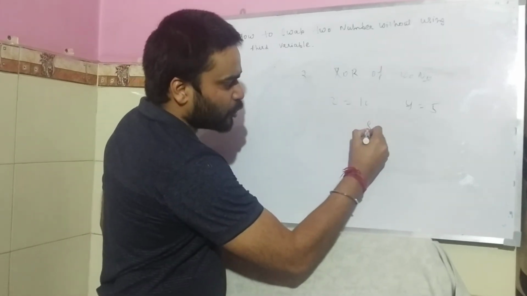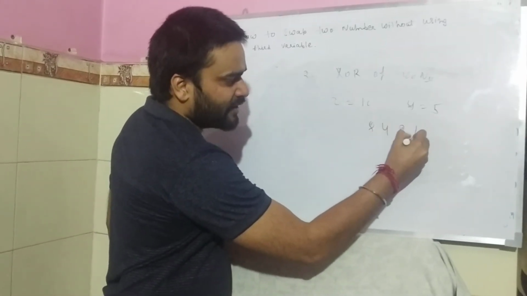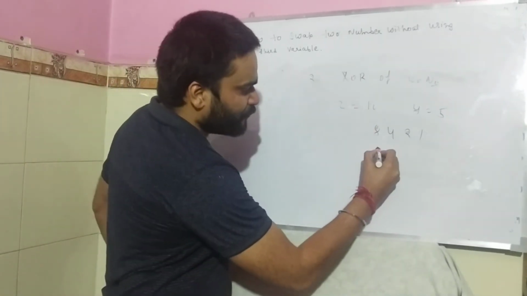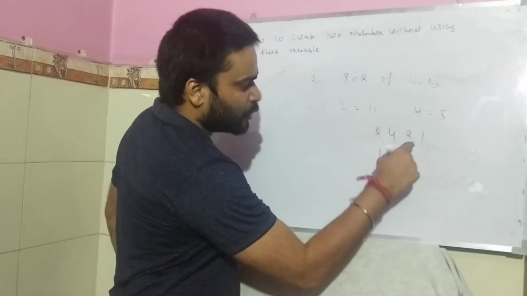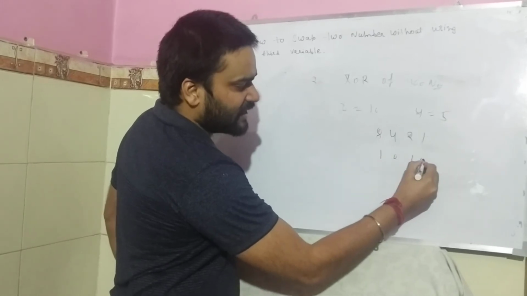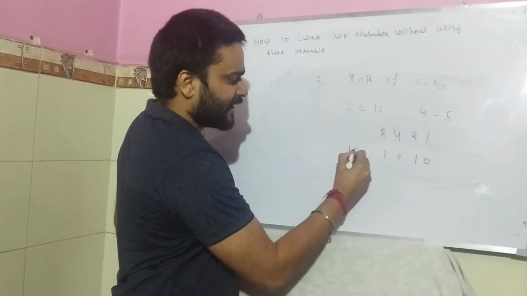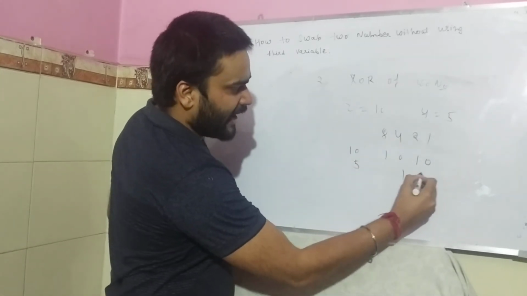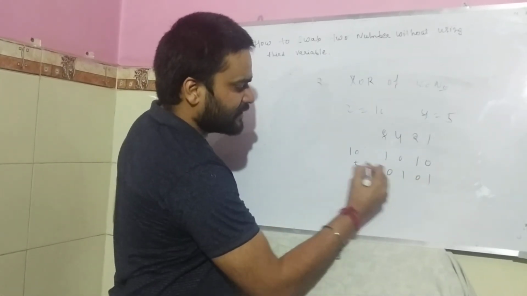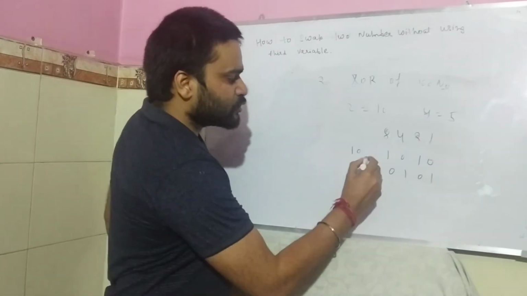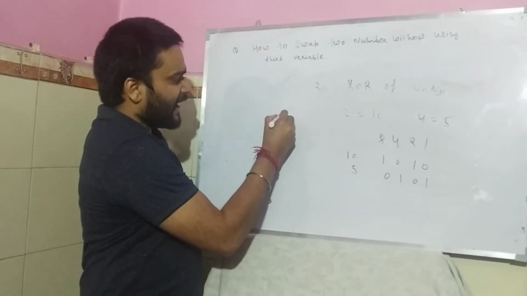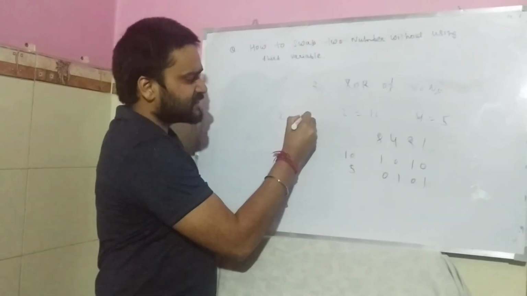This is the shortcut 8421. Now you have to write the binary of 10. How will we do it? 1 for 8 and 2, the others are 0. That is my 10. Now similarly for 5, 4 and 1. These are the binary values of 10 and 5. So what we have to do is x equal to x XOR y.